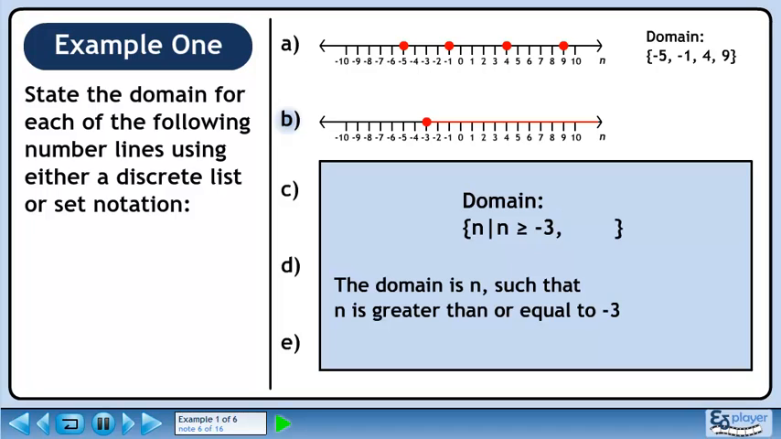We read this out as the phrase, the domain is n such that. Now we state the condition applied to the variable. All of our allowed n values are -3 or greater, so we have n is greater than or equal to -3.